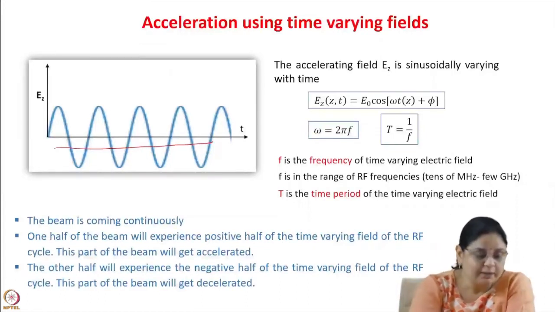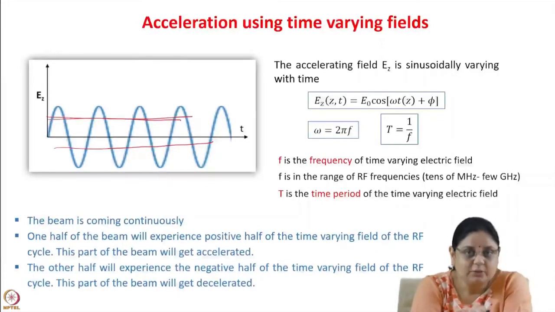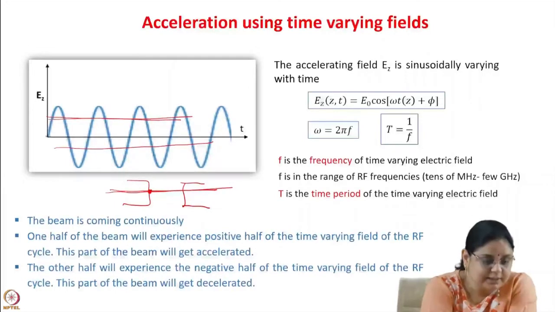Now notice that the beam here will be coming continuously with time. The beam is a continuous beam. Let's say there is a gap here in which a time-varying electric field is applied. The beam is coming here continuously. As the beam enters into this gap, it sees this part of the electric field first. This is in the forward direction, so the beam gets accelerated.